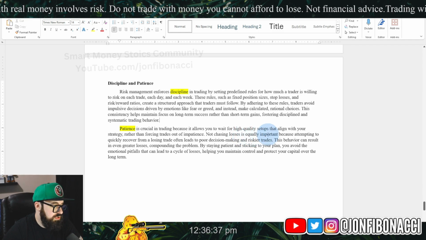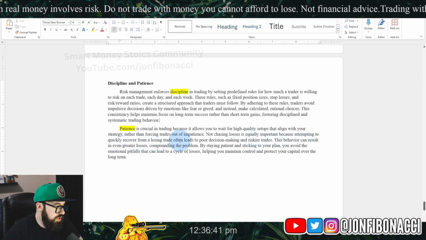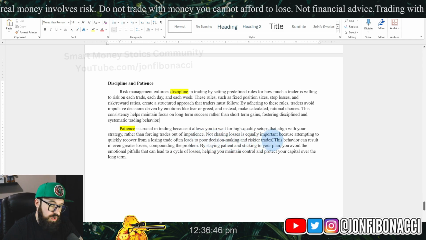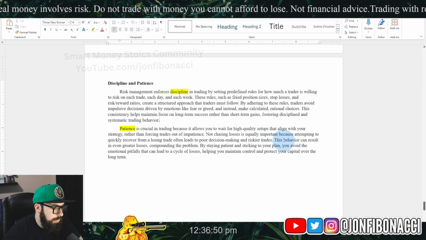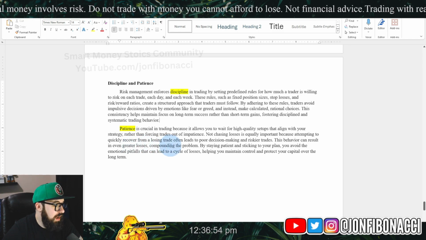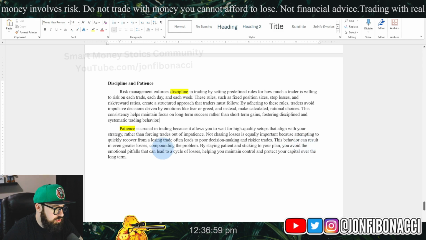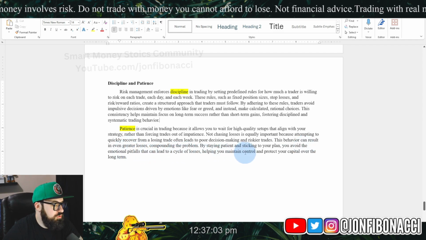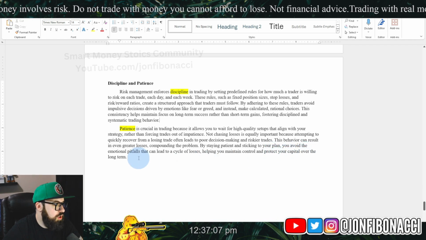Not chasing losses is equally important because attempting to quickly recover from a losing trade often leads to poor decision-making and riskier trades, right? We call that revenge trading. You don't want to do that either. This behavior can result in even greater losses, compounding the problem. By staying patient and sticking to your plan, you avoid the emotional pitfalls that can lead to a cycle of losses, helping you maintain control and protect your capital over the long term.